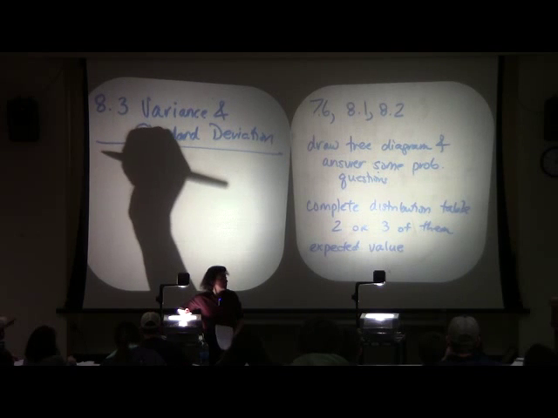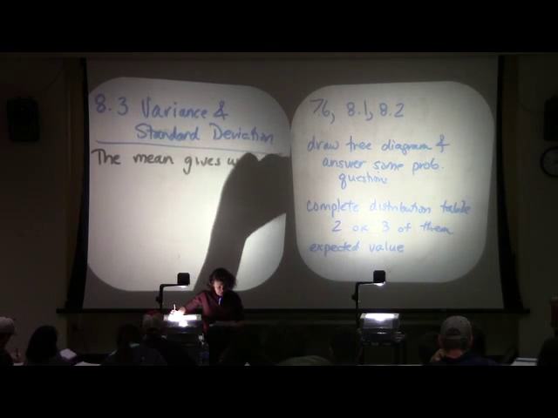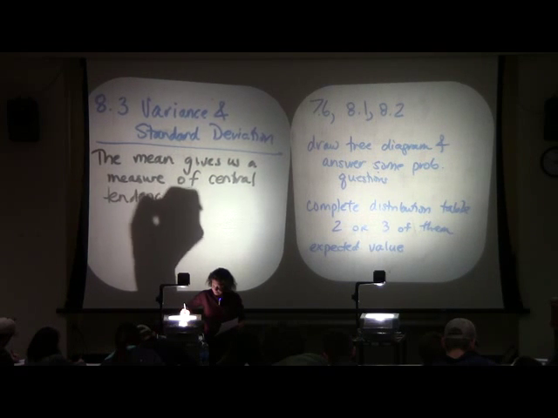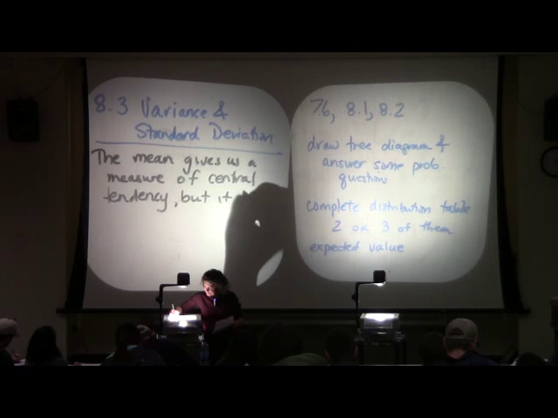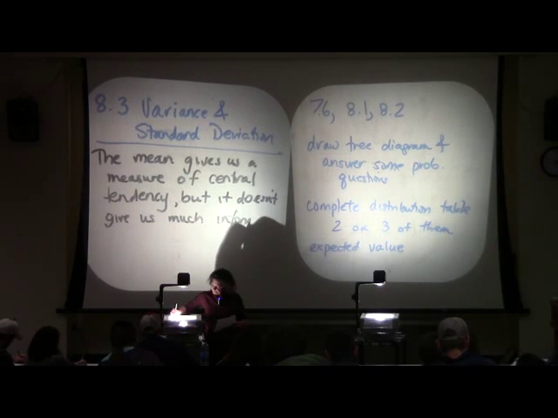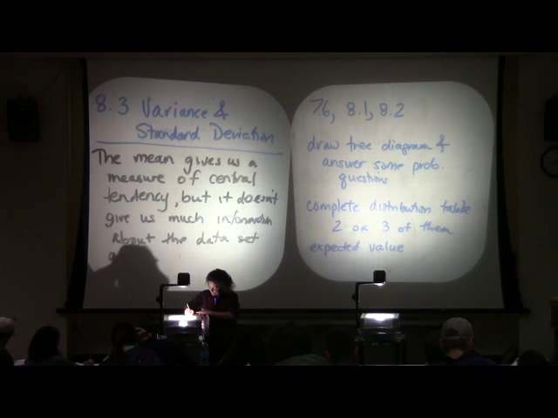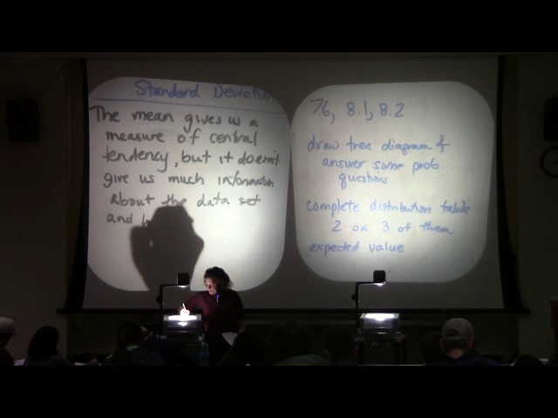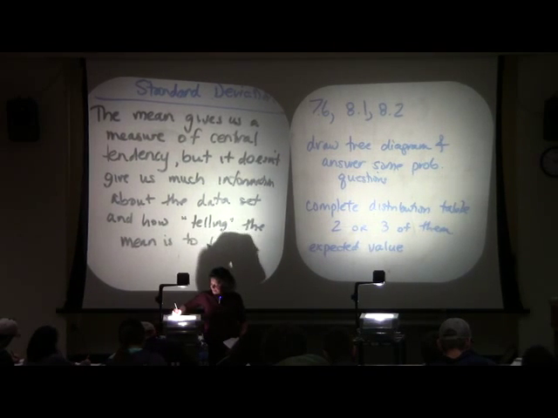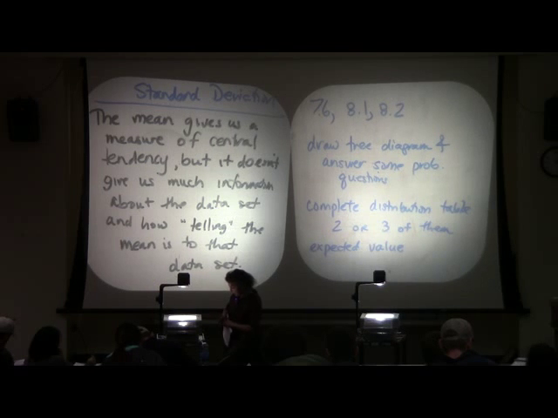Last time we talked about the mean, or the average as we know it, and the mean gives us a measure of central tendency, but it doesn't give us much information about the data set and how telling the mean is to that data set. And if that just seems like a lot of words, I'm about to motivate this.